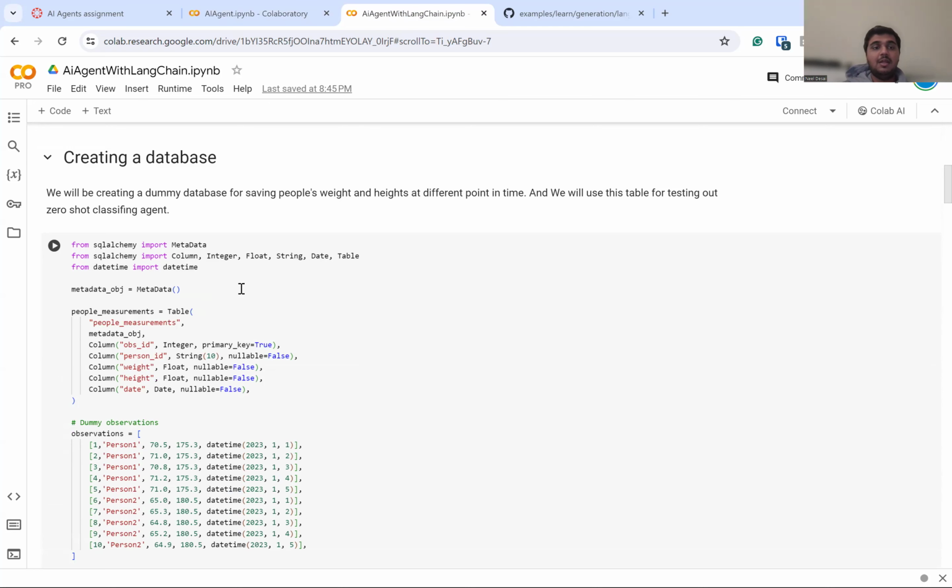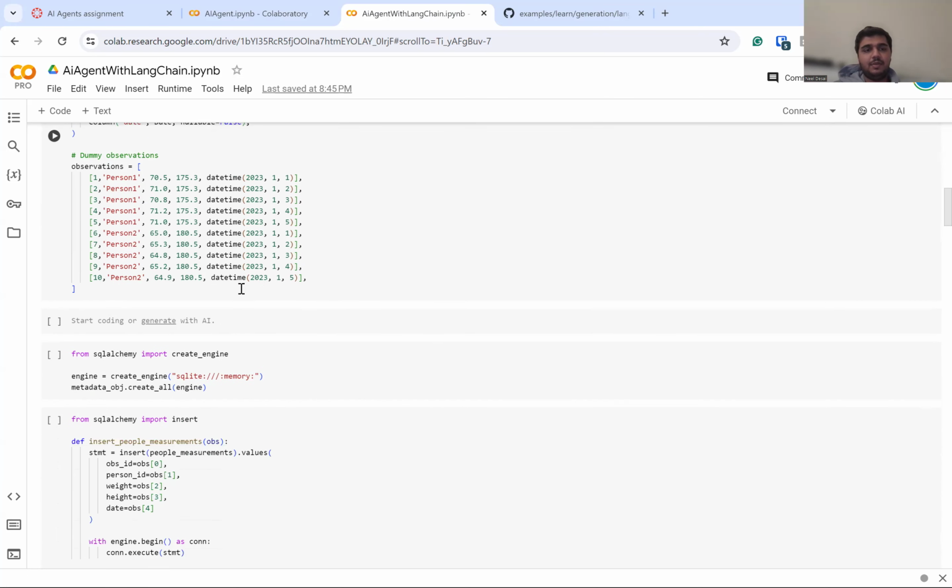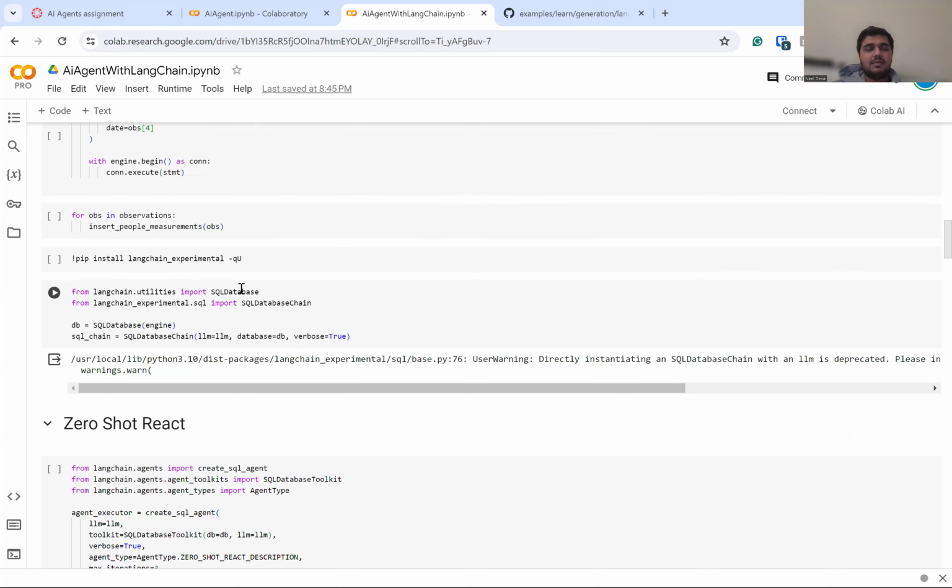Now, the idea is that you have a database and then you ask the agent to find out who, what, or any questions that could be answered through the database. So we create a sample database using people, weight, height, and date. This is SQLAlchemy.